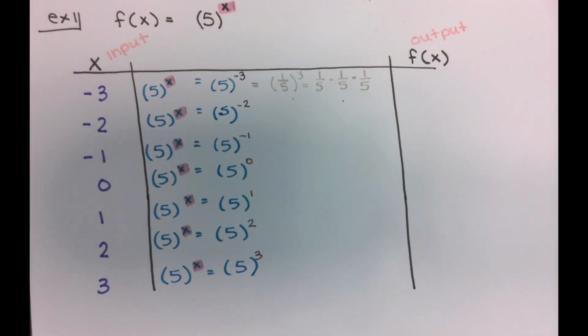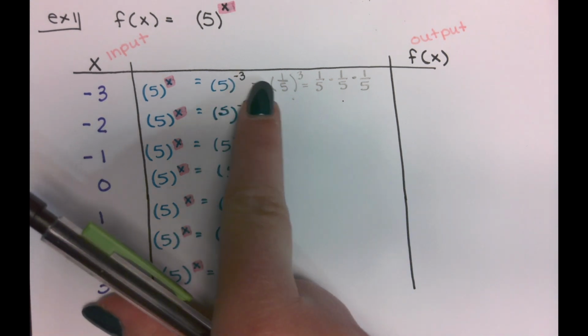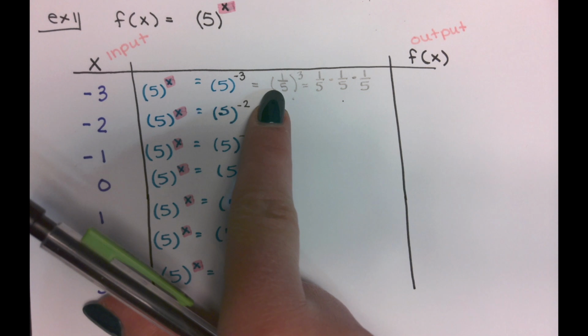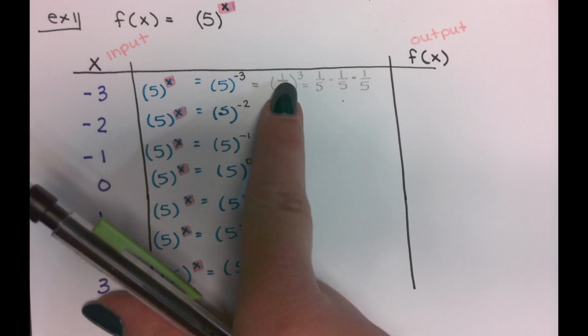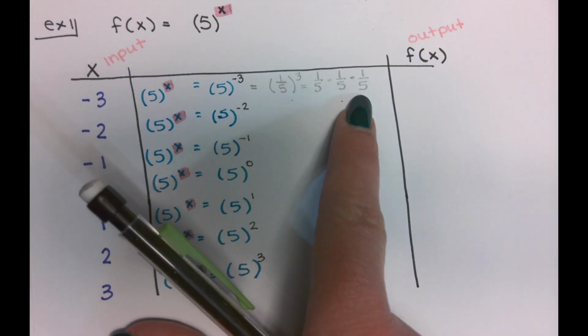There it is. Again, what happens is if you have a negative, flip the base, write it out that many times. So if I have a base of 5, negative exponent, flip it, it becomes 1/5, take the reciprocal. Then I have a 3, that means I'm going to be writing 1/5, 1, 2, 3 times.